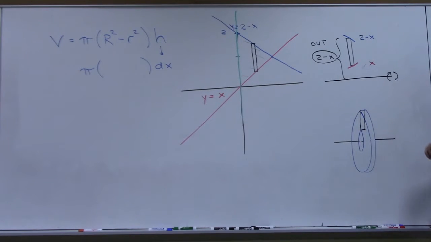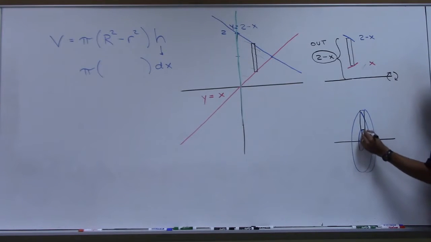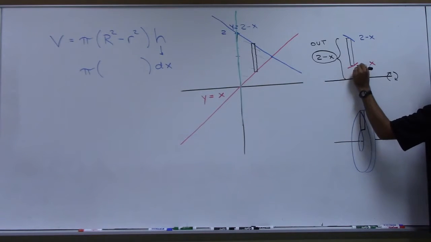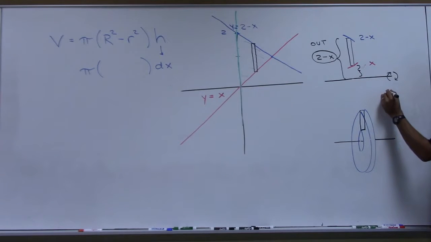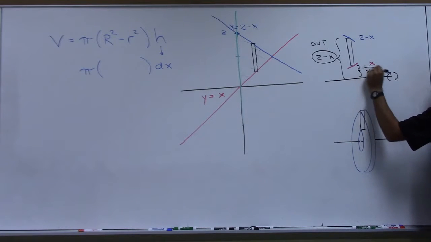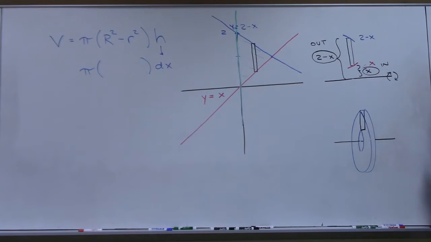Then this distance, the little r, will be from here to here. And what's that distance? It's x, the red part. From here on out, I'm going to call that in. Out for outer, in for inner. If you want to write outer and inner, you can.